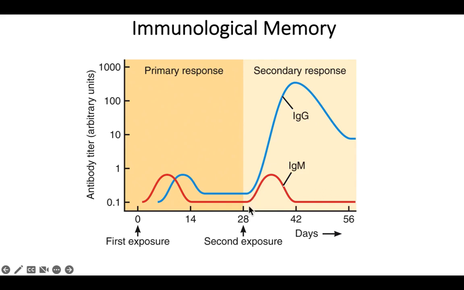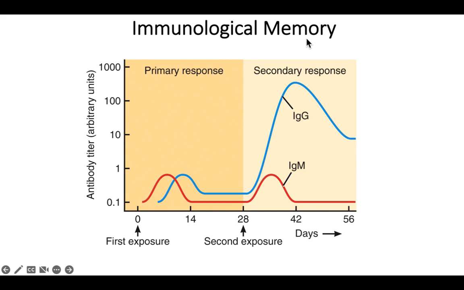Notice this happens maybe a day or two after exposure, whereas here it took a while to get some antibodies being produced. And this overproduction of IgG antibodies is why you might not even know you were exposed, because these antibodies prevented the virus from getting into cells. So this is a graphical representation of immunological memory.